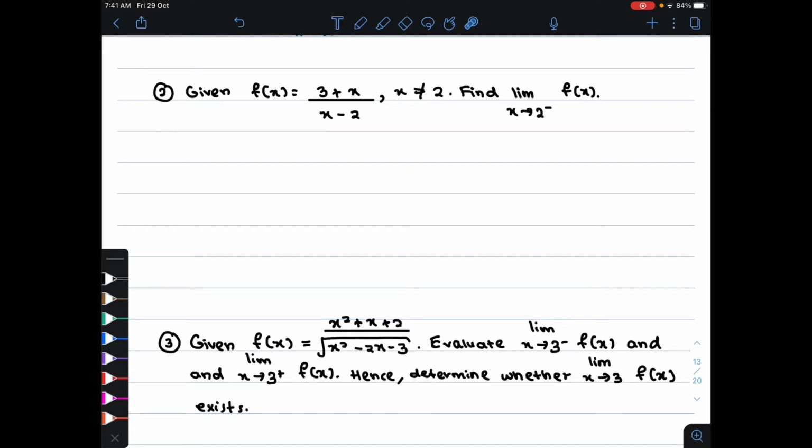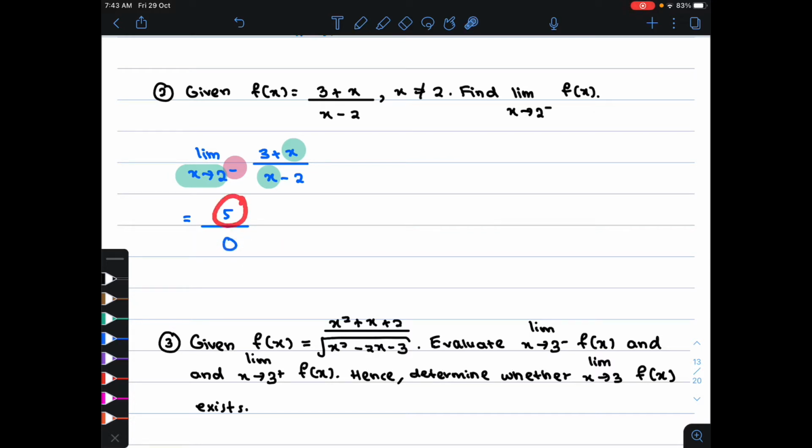For question 2, we are given f(x) equal to (3 + x) divided by (x - 2), where x must not equal 2, and hence we need to find the limit of f(x) as x approaches 2 from the left hand side. So we know that f(x) is (3 + x) over (x - 2), and note that we need x approaching 2 from the left hand side. So substitute x equal to 2 into f(x), and we will get (3 + 2) divided by (2 - 2). So 3 + 2 is 5, and 2 - 2 is 0.